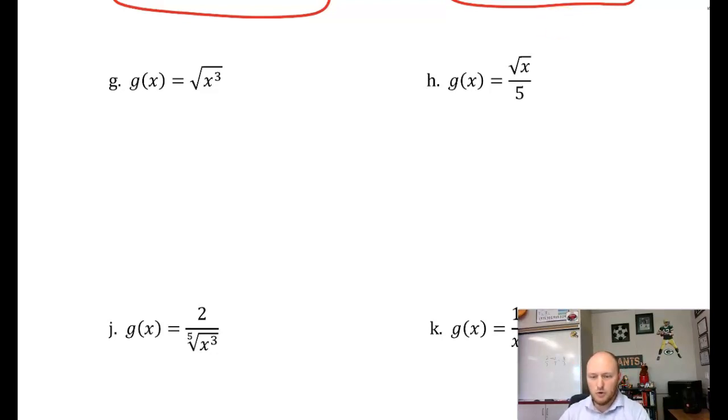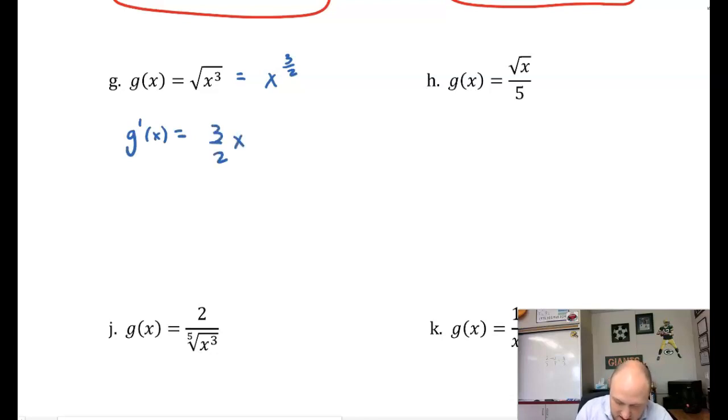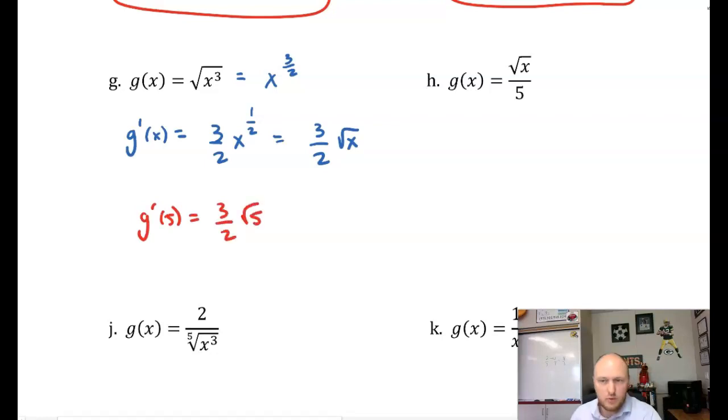Okay, so for G and H, if we get this ready to differentiate, we get x to the power of 3/2. So then G prime of x is going to be 3/2 x to the power of 1/2. I'm subtracting 1 there. So this is 3/2 square root of x. Okay, and if I'm computing this, G prime of 5 is equal to 3/2 times the square root of 5. Now you could do this 3 root 5 over 2. There you go.